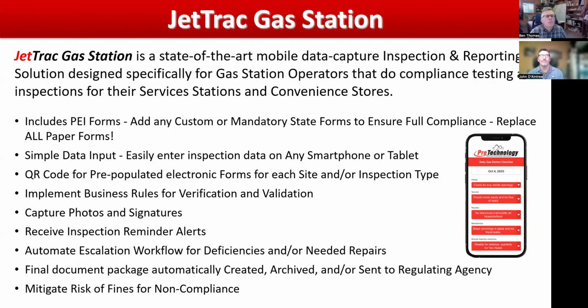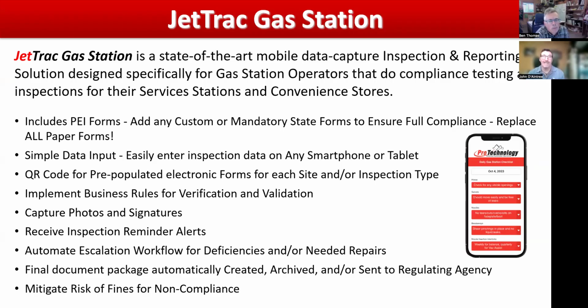It includes all the PEI forms that PEI has for AB operator inspection. It includes all the state forms in your state. We worked with Ben, and Ben with his training classes offers PDF forms that you can print and use, paper forms. We've taken all of those forms and we've adapted them to work with our JetTrac Gas Station solution to make it a whole lot easier for you to do your A and B UST operator walkthroughs.